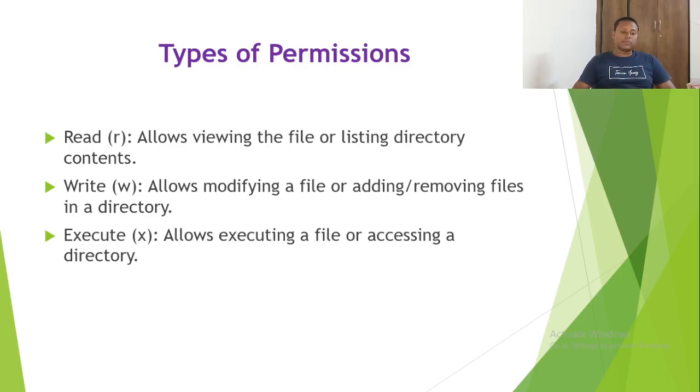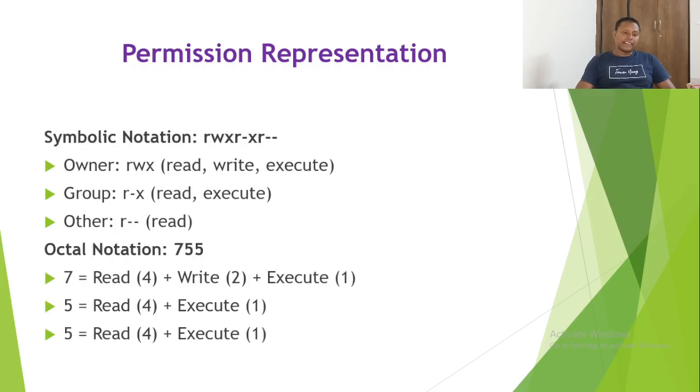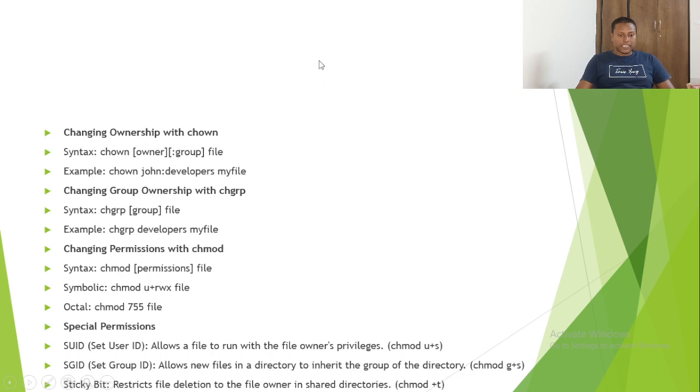If we don't have execute permission, we cannot execute anything. Okay, let me go to the next slide here. Here I already told that the owner means the first three, the second three is for group, and the other three is for other. Okay, so what is it telling here?